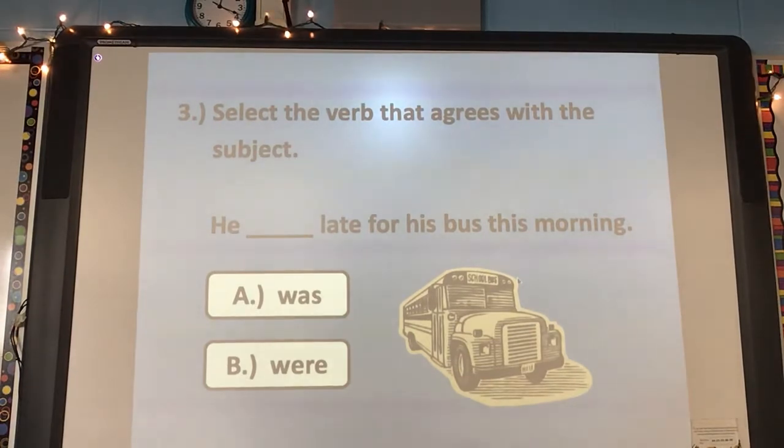He was late for his bus this morning. He were late for his bus this morning. Show me a 1 or a 2. I see lots of 1s.